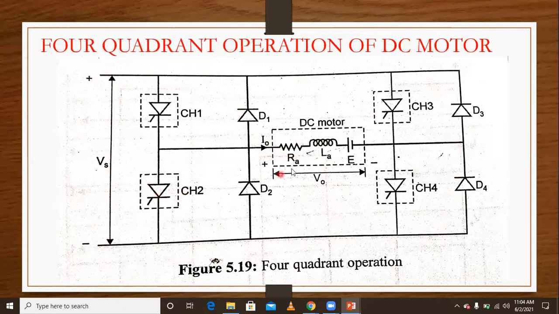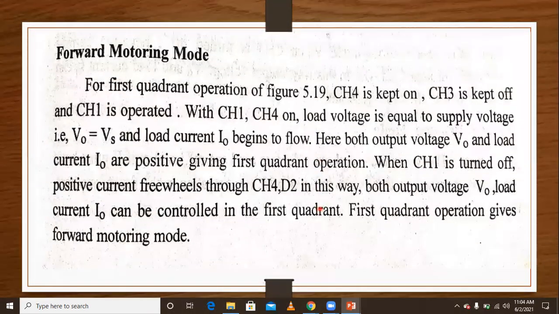As the load voltage is positive, the load current is negative. This is called second quadrant operation of the chopper. Also, power flows from load to source. Second quadrant operation is called forward braking mode. Understood? Forward motoring mode is over.